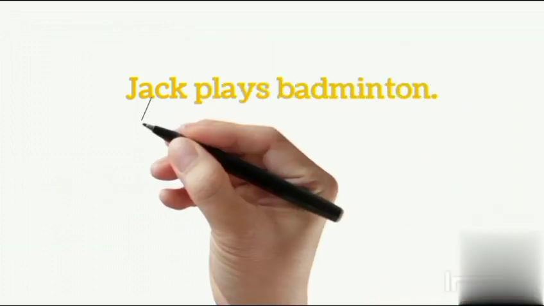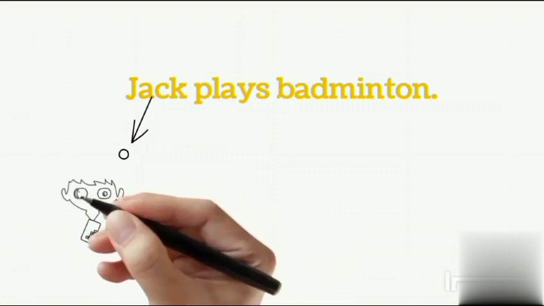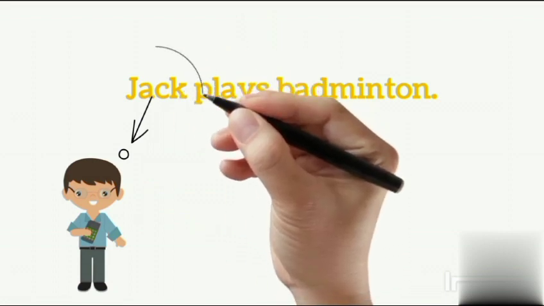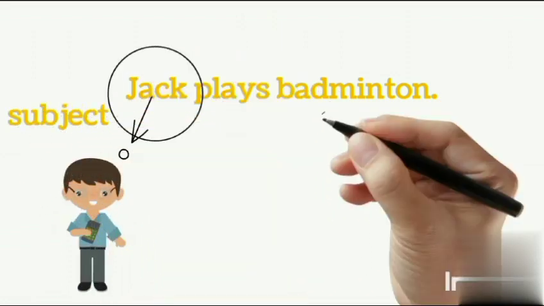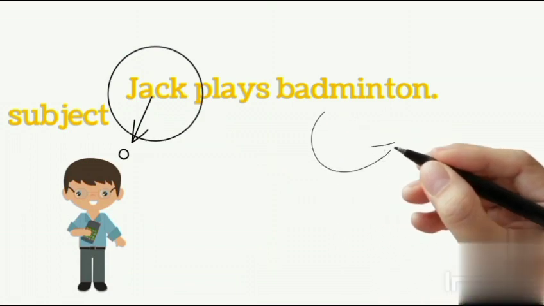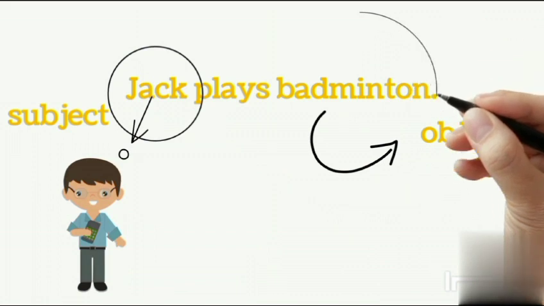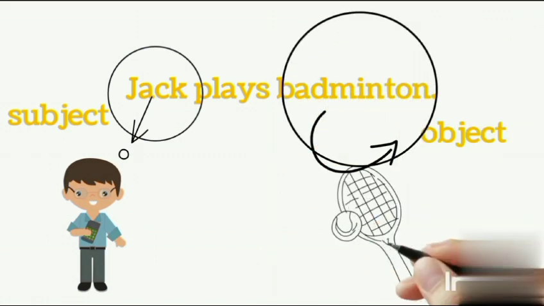Here's an example about Jack. Jack plays badminton. The person who is performing the action is called the subject, and the thing the action is performed on is the object. Here in this sentence, badminton is the object. This is the sentence structure that we follow in all the tenses, and it's very important to know.